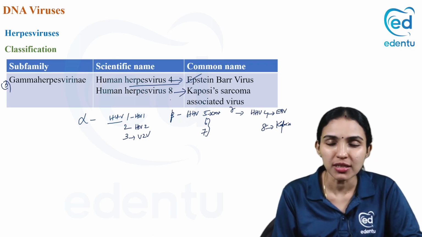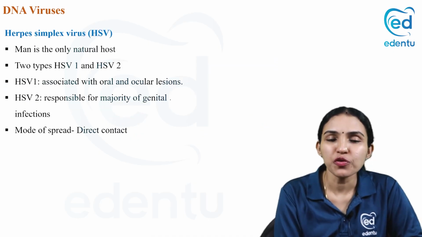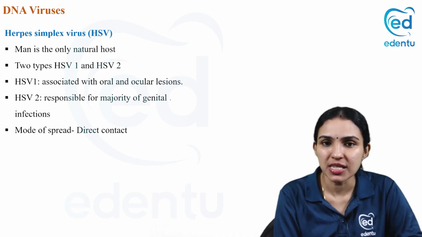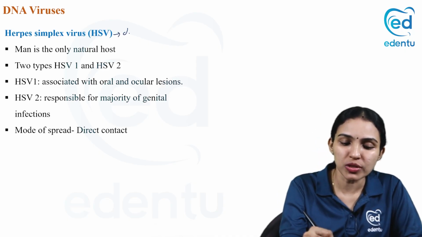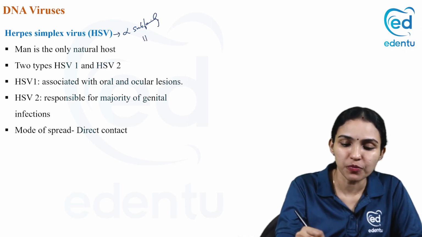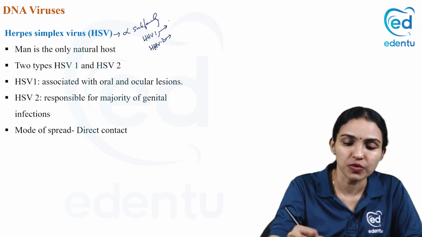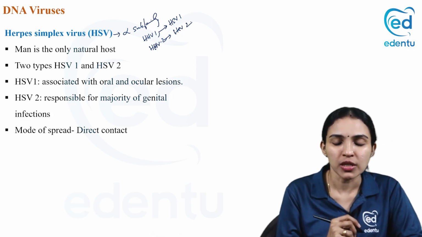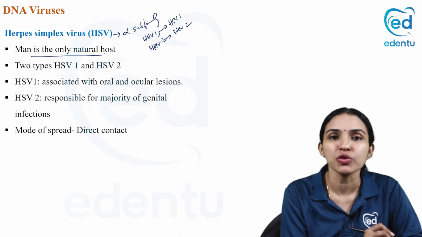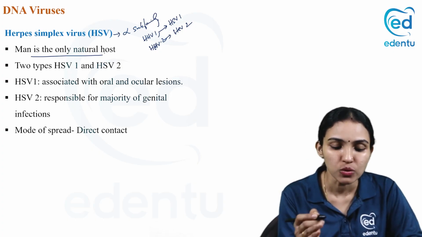Now we are going to see the different viruses in separate sections. The first one that we are going to see is herpes simplex virus, which belongs to the alpha subfamily. And what are the members of the alpha subfamily? HHV1, HHV2, and 3. So we are going to see HHV1 and HHV2, which are herpes simplex virus 1 and herpes simplex virus 2. Man is the only natural host for herpes simplex virus. There are two types of HSV, HSV1 and 2.